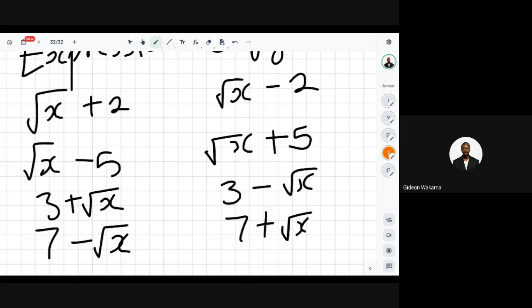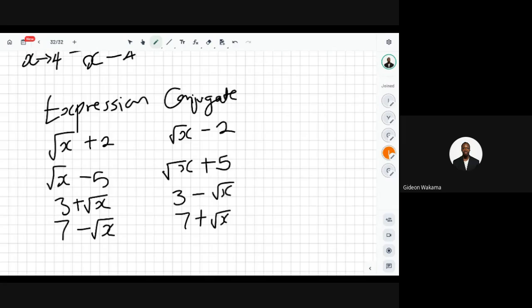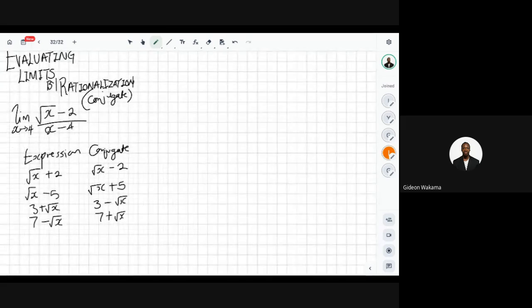This is conjugate. It's kind of like it's flipping the sign, but you need the pair, especially when you want to rationalize. Only the positive changes to negative and the negative changes to positive. That's how it works. Everything else stays the same. Why do we use conjugate? We use conjugate so that we can arrive at a difference of two squares.